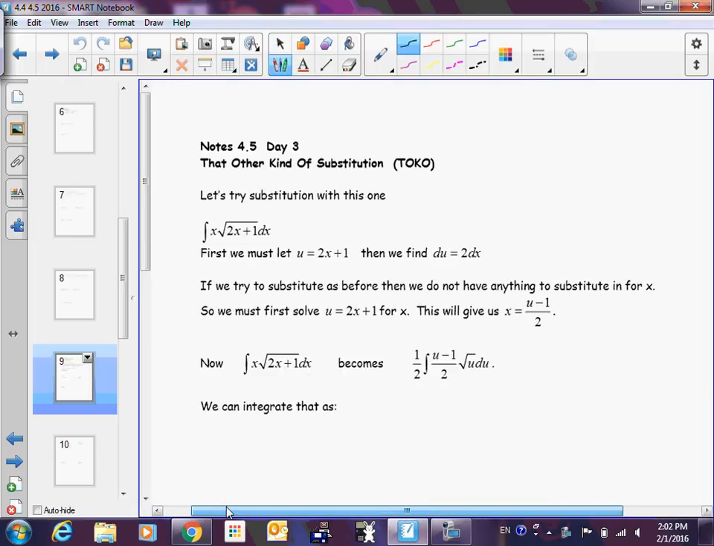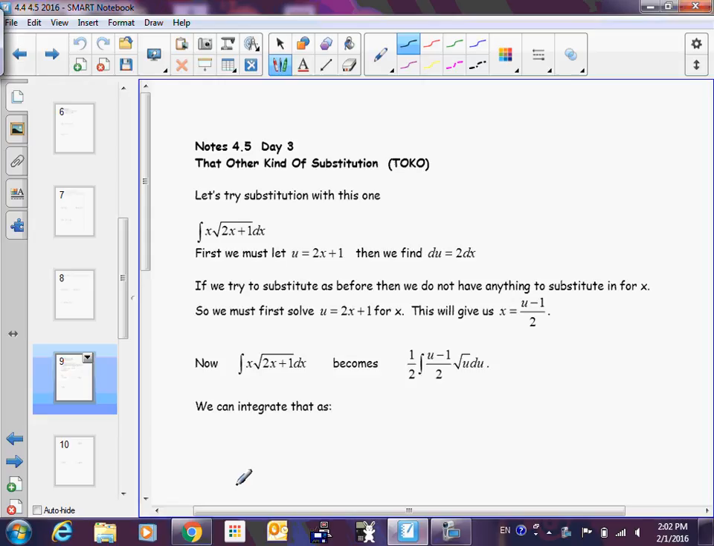We do use substitution because we can't integrate some things just in our head. It's a method. If you look on this day 3, you see this little phrase, TOCO. That is something another teacher came up with just to distinguish that we've been doing u substitution, we're going to continue it, but there's some problems that are a little bit different. It's not a completely brand new thing, but what TOCO stands for is that other kind of substitution.